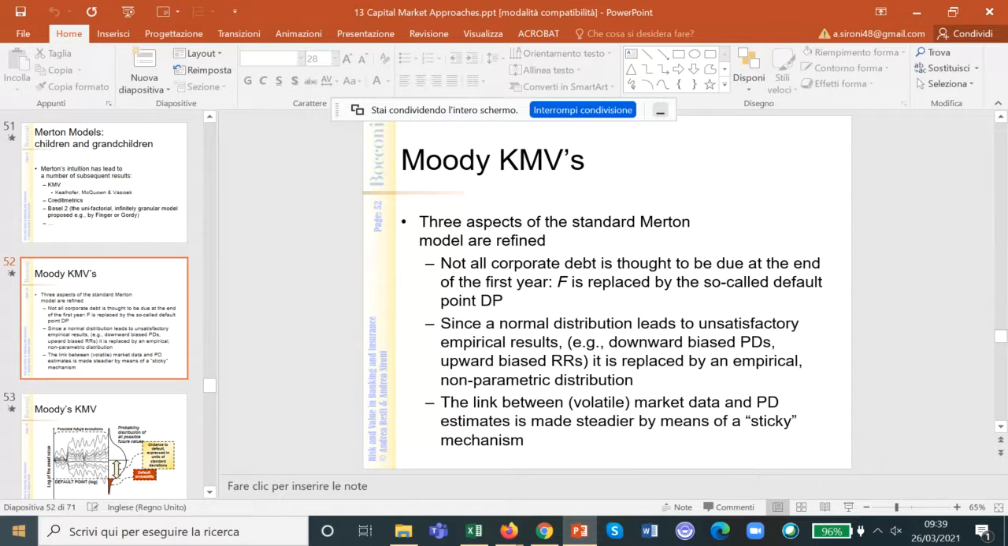First of all, not all companies' debt is thought to be due at the end of the first year. More specifically, the face value of debt in the KMV model is replaced by the so-called default point. And we'll see what we mean in a minute. Second, we're not assuming a normal distribution. We're actually replacing it by an empirical one, and we'll see how that is actually made. And finally, the link between market data and PD is made much more stable through a particular kind of mechanism. And I'll show you now what that means.